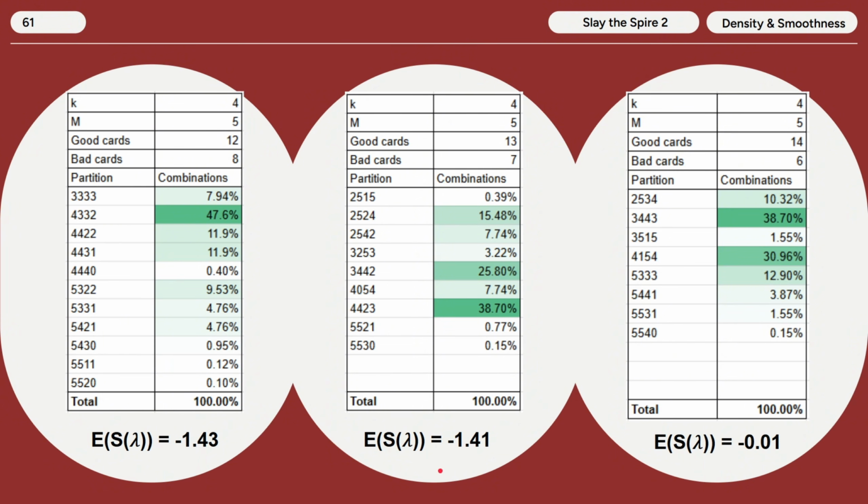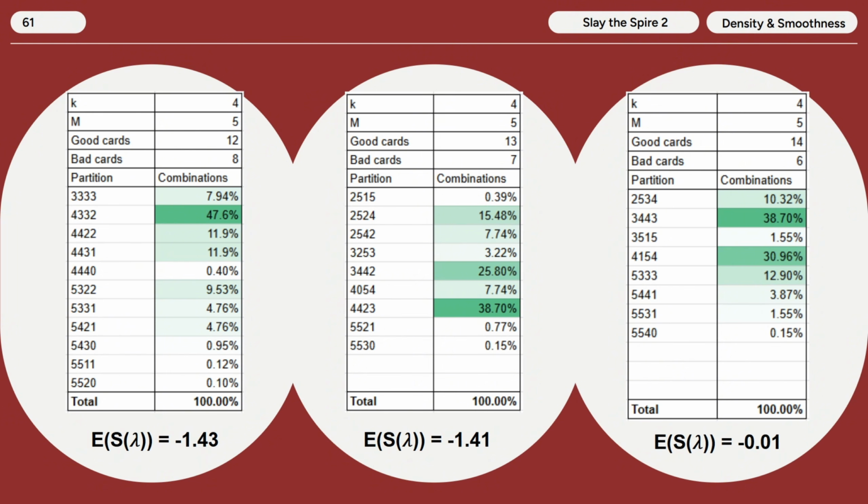And the expected surplus is actually going up. Right now it's negative 1.4. We kind of anticipate we're going to play one strike or one defend, and half the time we play another one. But there's this really nice tipping point when we get to 14 good cards. Now, in most circumstances, we're going to roll an arrangement of the cards where we can spend all of our energy on quality cards every turn. And the expected value of the surplus is minus 0.01.